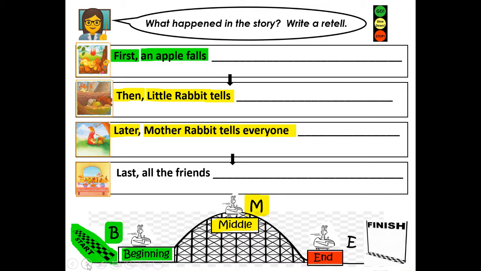Red means stop. We're at the end of the story or the finish line. Last, all the friends. What did the friends do at the end? After you say your sentence, push pause, write your sentence, and when you're done writing your sentence, push play.